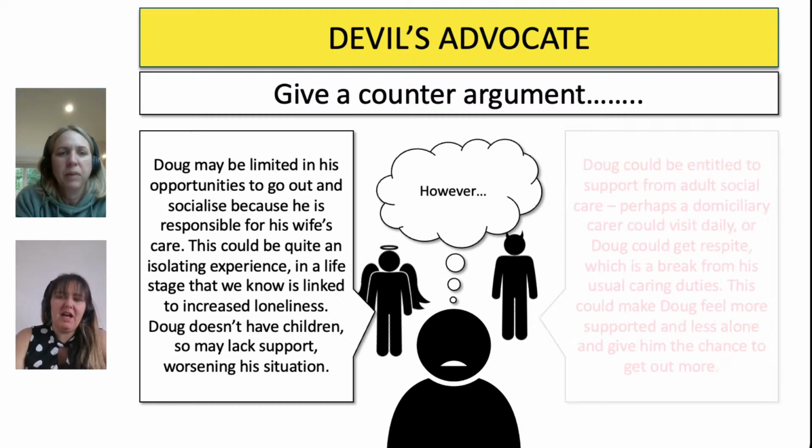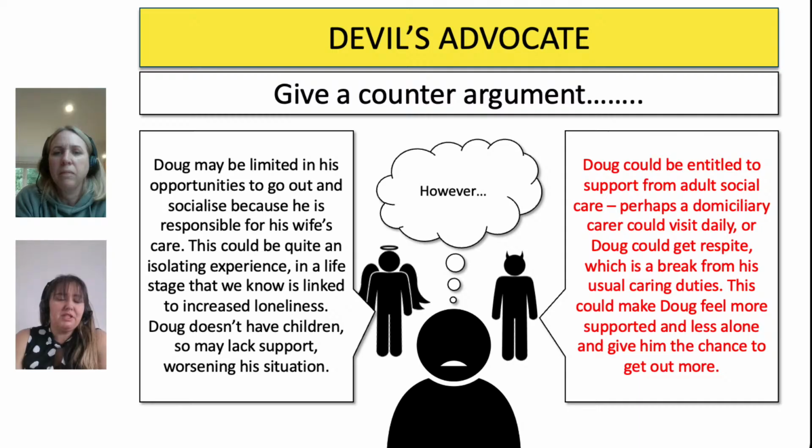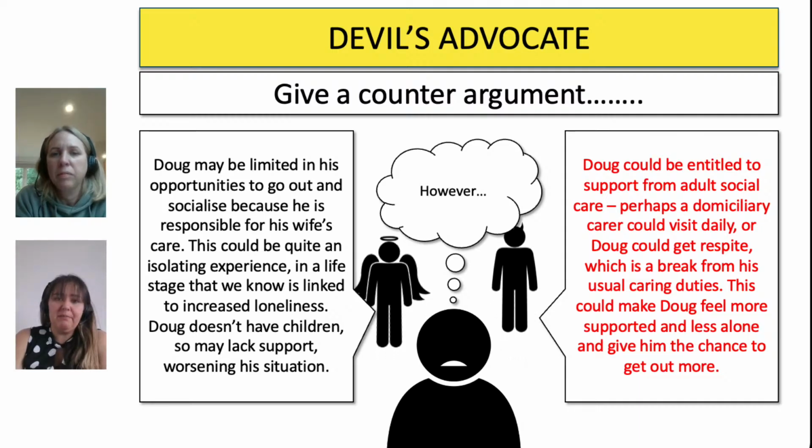And then if we have a look on the flip side. Doug could be entitled to support from adult social care. Perhaps a domiciliary carer could visit daily, or Doug could get respite, which is a break from his usual caring duties.